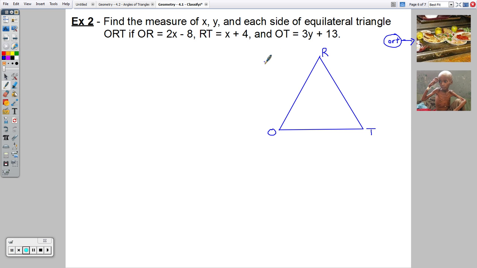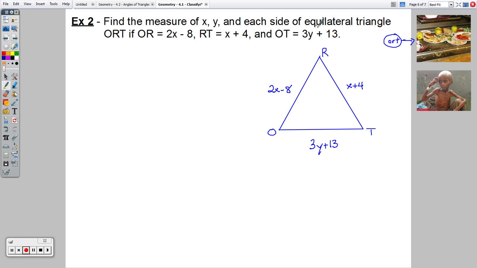Okay, off my soapbox, back to the problem. Equilateral triangle ORT, we have OR is 2x minus 8. Let's label that right here, 2x minus 8. RT is x plus 4, so I'll put that right here. And OT, 3y plus 13. And what else do we know about this triangle?